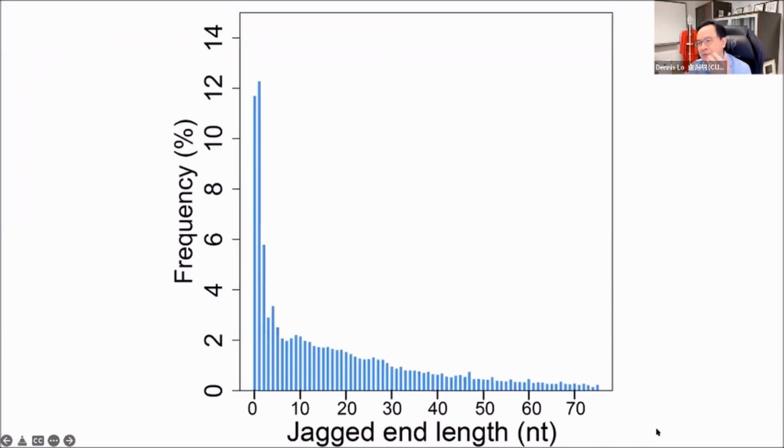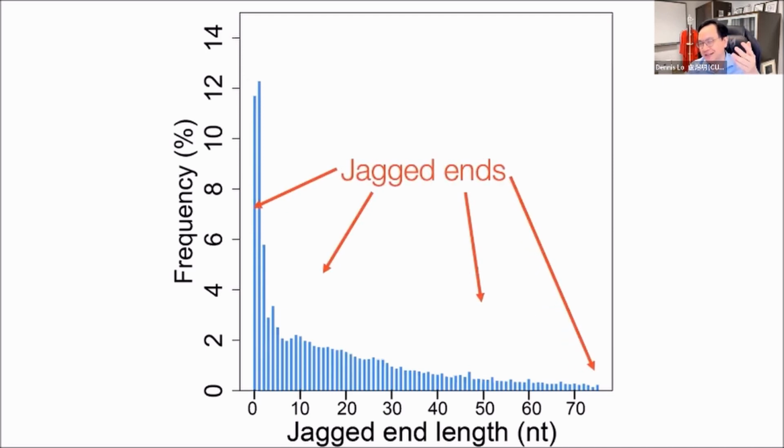And then by using a similar approach, we can also ask how long is the jacket? We find that 12% of DNA is blunt. So 12% of DNA is completely double-stranded, but the rest all have jackets. And they could range in jacketness from 1 nucleotide to over 70 nucleotides. So it can be a whole range.